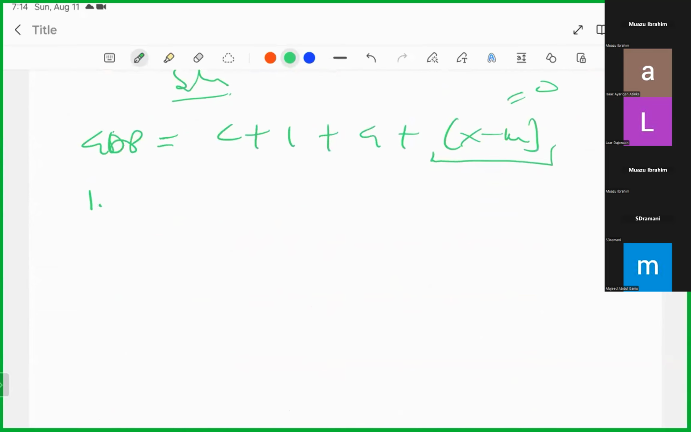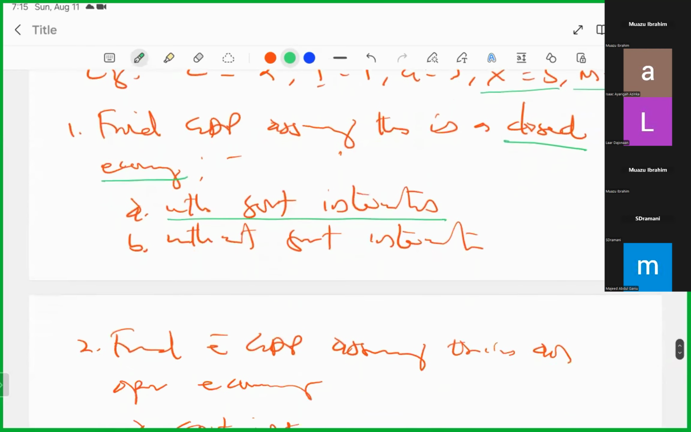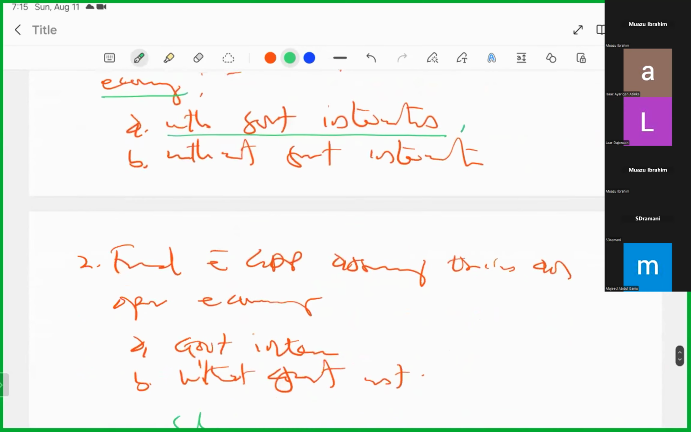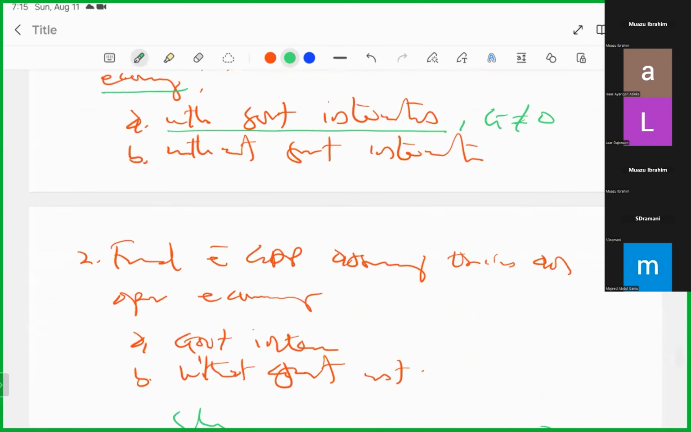So for 1A, it means what? Our export is zero and our import is also assumed to be zero because it is a closed economy. The A part is saying here, with government intervention. So if it is with government intervention, it means that G is not equal to zero, so we have to use it. Without government intervention, it means that G is equal to zero.